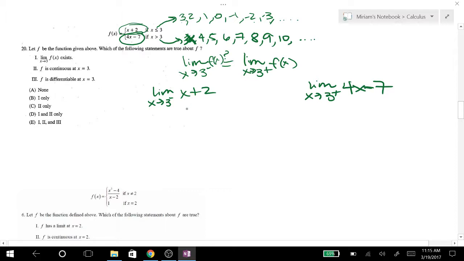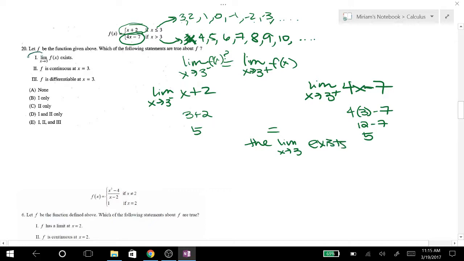Now I simply solve. I plug in 3 plus 2. I'm going to get 5. If I plug in 4 times 3 minus 7, I'm going to get 12 minus 7. I'm going to get 5. Is 5 equal to 5? Yes. So the limit as x approaches 3 exists. Okay? So I know 1 works. So I can eliminate some choices already, A and C. I'm down to B, D, and E.